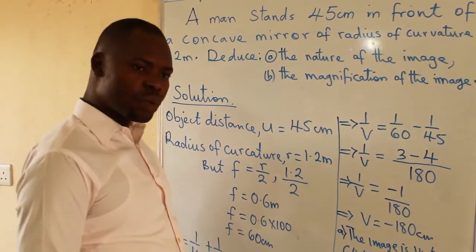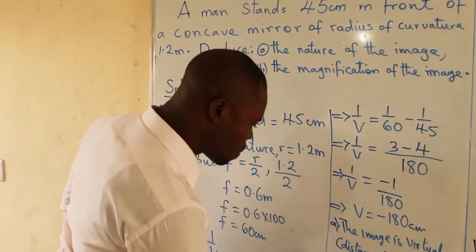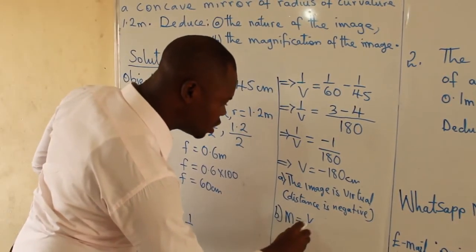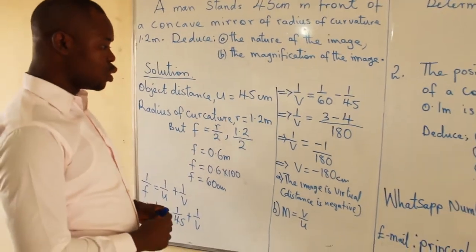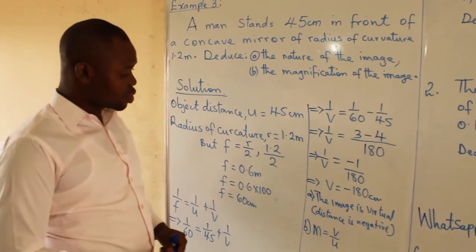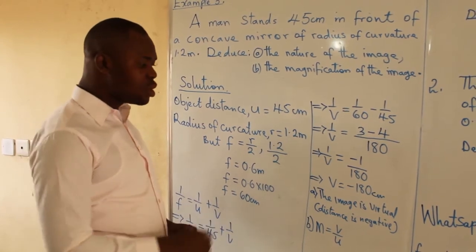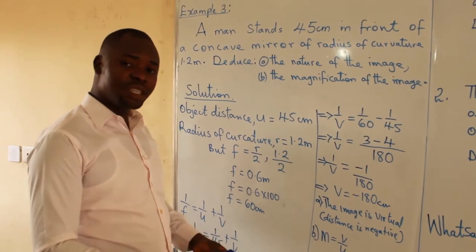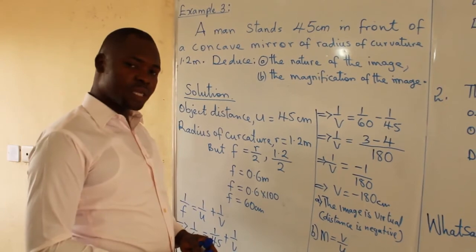Now the second question says the magnification of the image. And of course, B, we know that magnification M equals V over U. We have U already, which is 45 centimeter, and we just got V. V is 180 centimeter. In calculation, you don't need to use the minus. Why? The minus or the negative sign is just telling you the nature of the image. It's not going to be used while you're calculating.